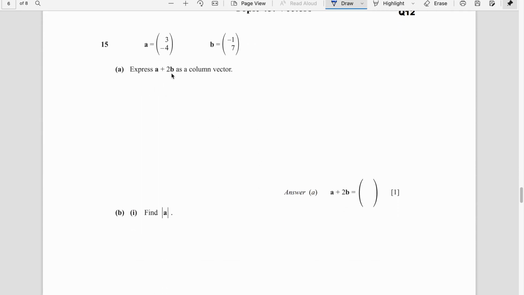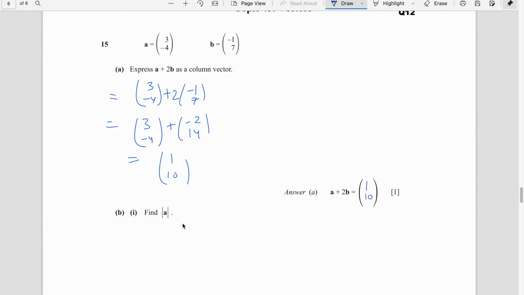Next question. Express A plus 2B as column vectors. So just copy these values, 3, minus 4, plus 2 into minus 1, 7, and simplify. So 3 minus 2 is 1, and minus 4 plus 14 is 10. So this is (1, 10). Find the magnitude of A. A is (3, -4). So 3 squared plus minus 4 squared, whole square root, 9 plus 16, square root of 25. The answer is 5.